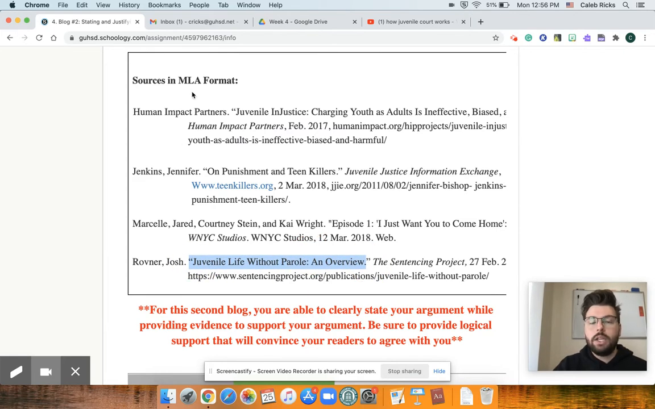So whichever ones you use, remember, you can only use one of the same sources you already used, but you are welcome to use one of them and then a new one that you haven't yet touched upon. So there are 4 here. So there should be at least one you have not yet used.